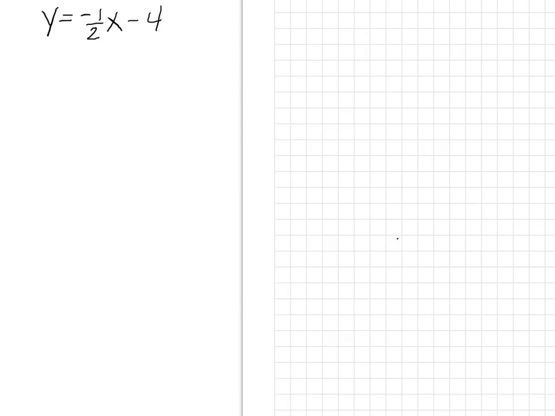Alright, on this page we have an equation of a line, and we need to be able to graph it. Okay, and so let's remind ourselves what we know. We know that this is an equation of a line in y equals mx plus b format, which means that my b is a -4 and my slope is a -1/2. Okay, and so I want to be able to graph this line.